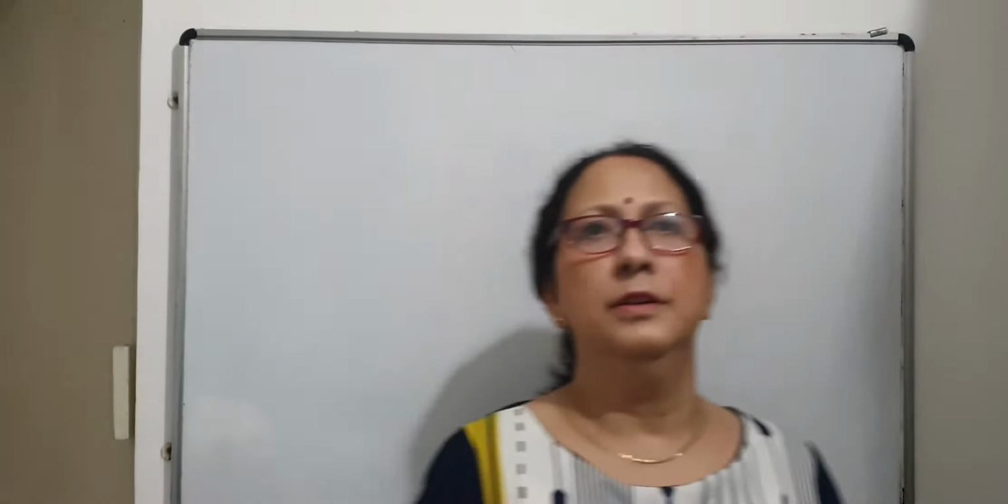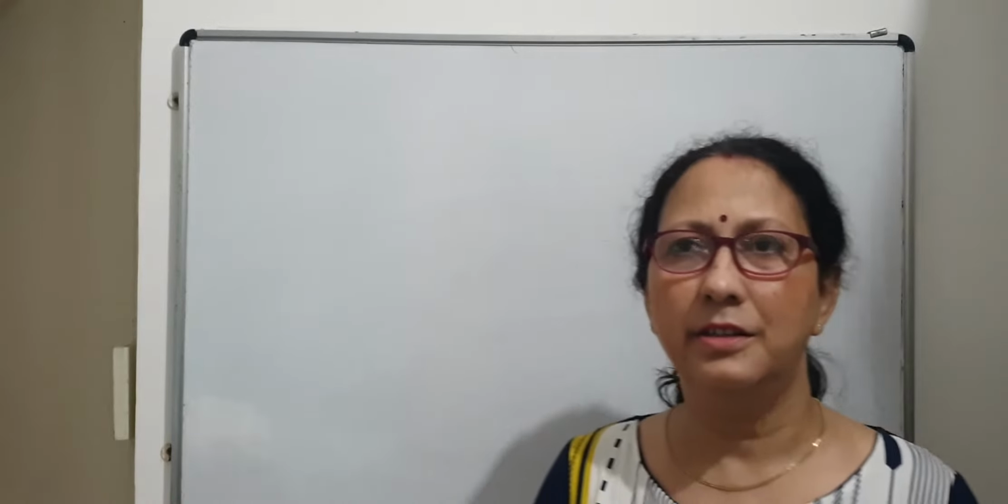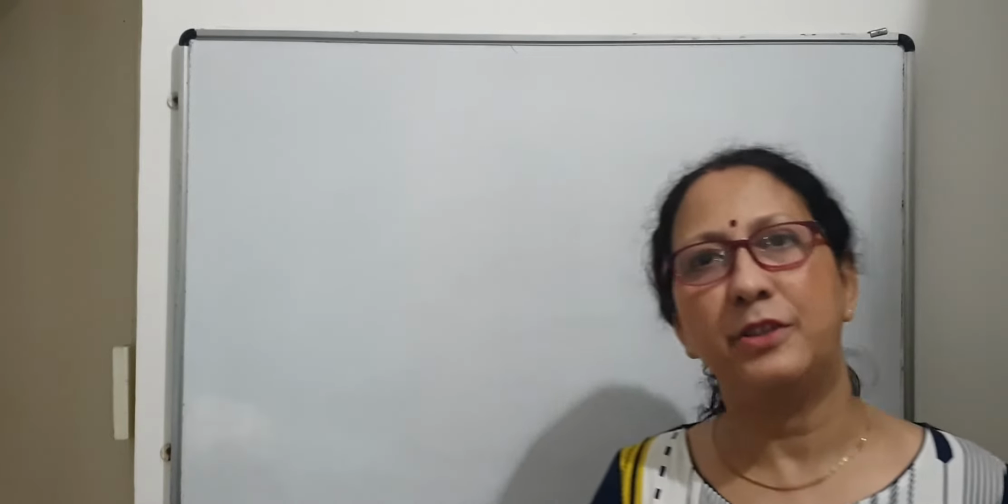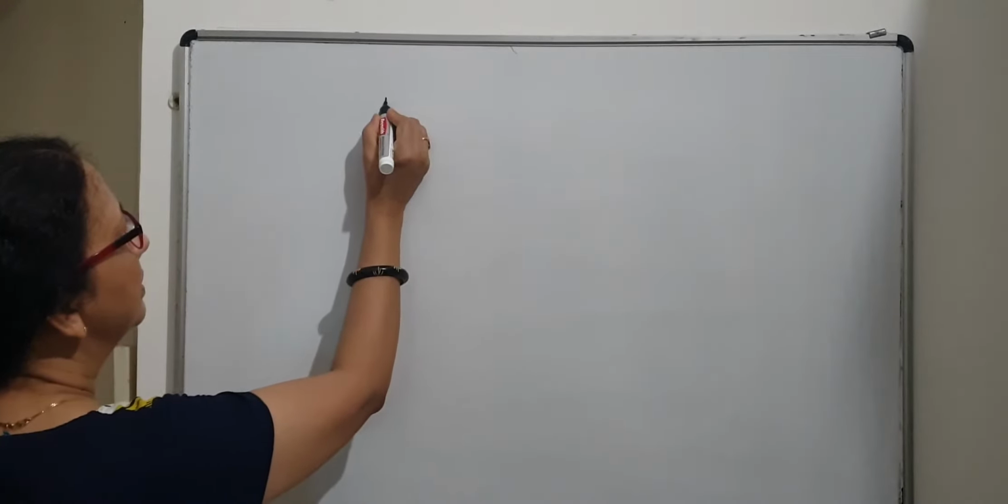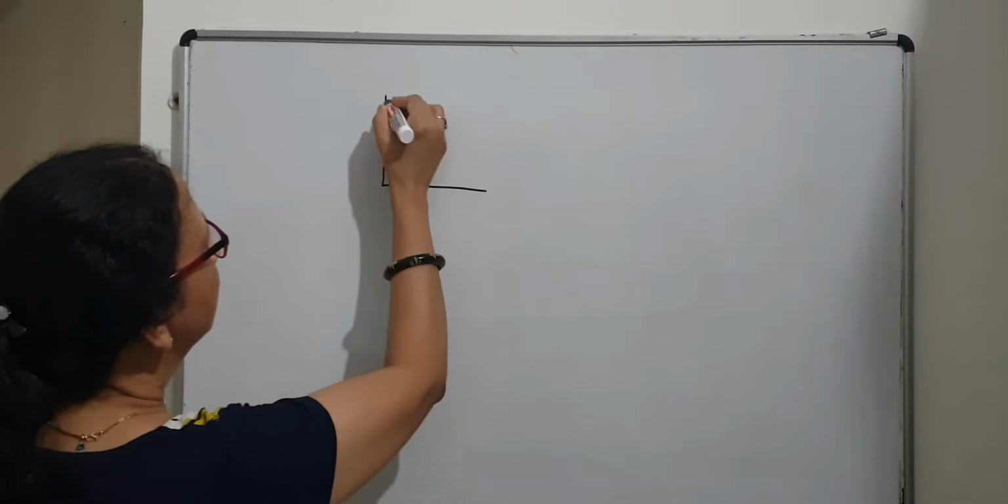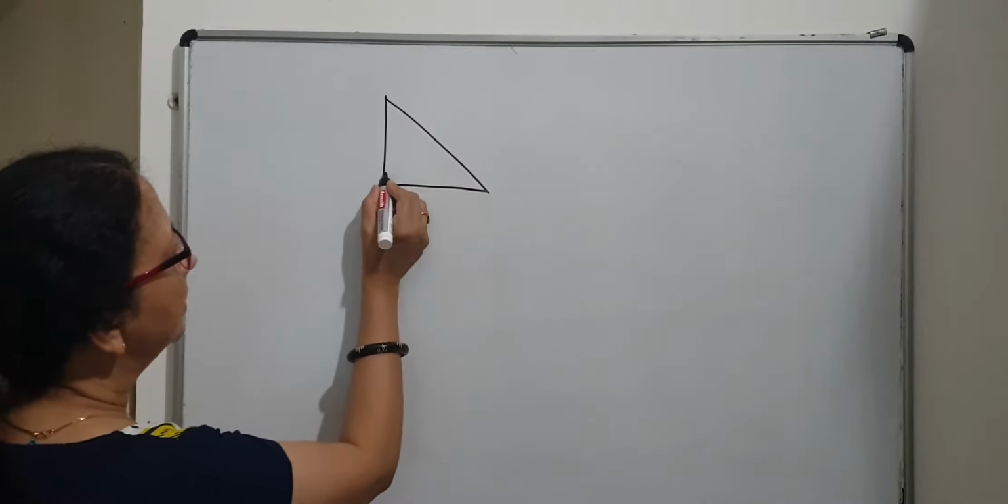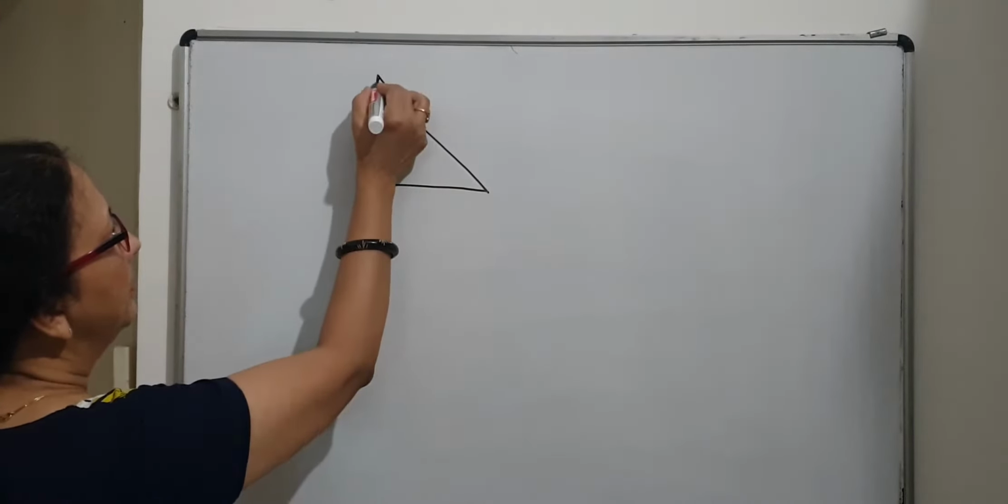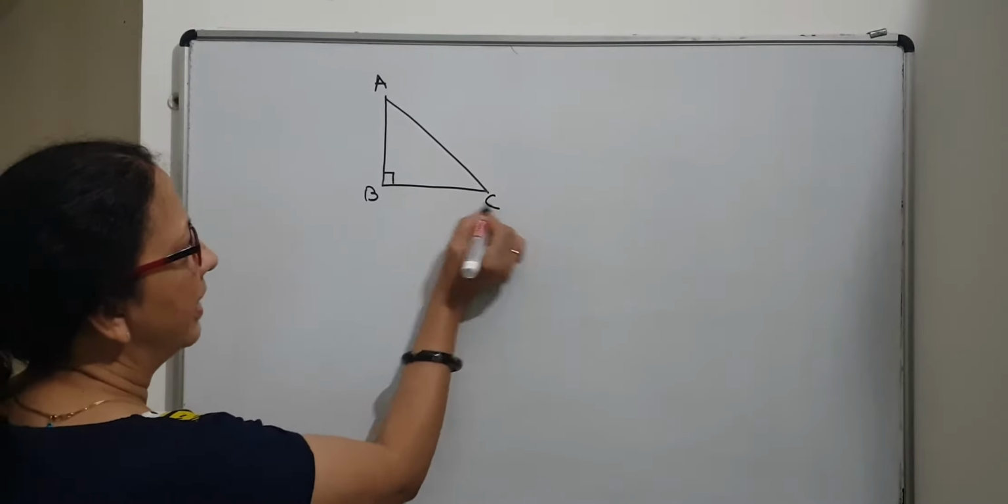Hello everyone. So today I'll be explaining a very important property of a right angle triangle, which is a prerequisite for proving the famous Pythagoras theorem. So what is that property? Suppose we have a right triangle, suppose this one. So ABC is a right angle triangle, right angled at B.